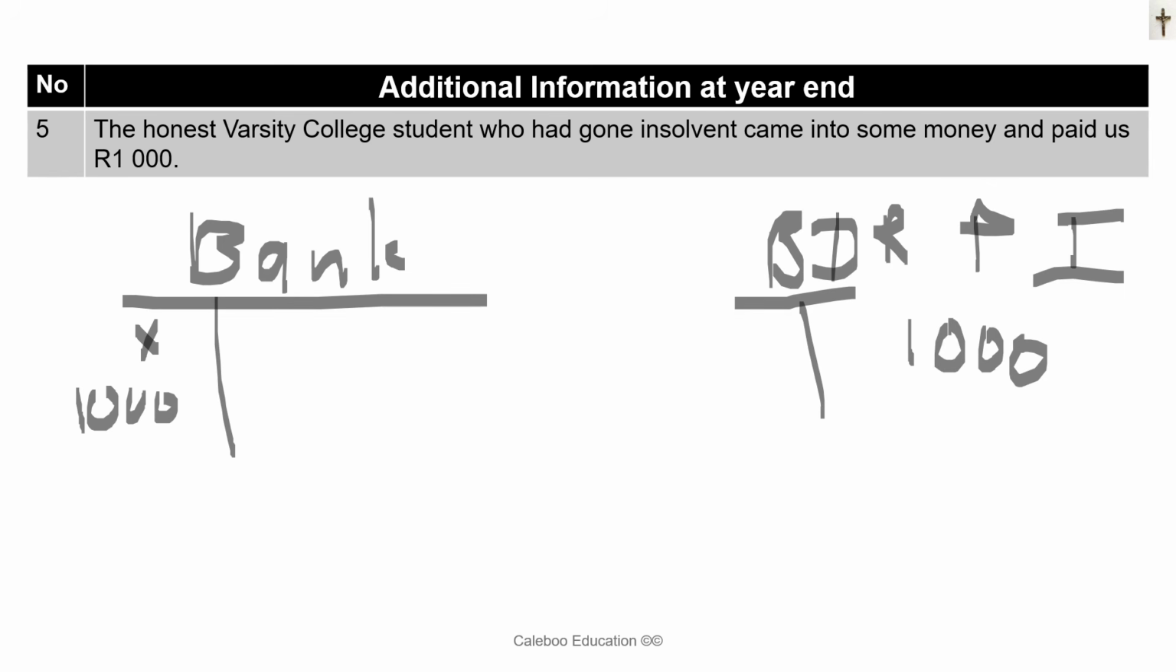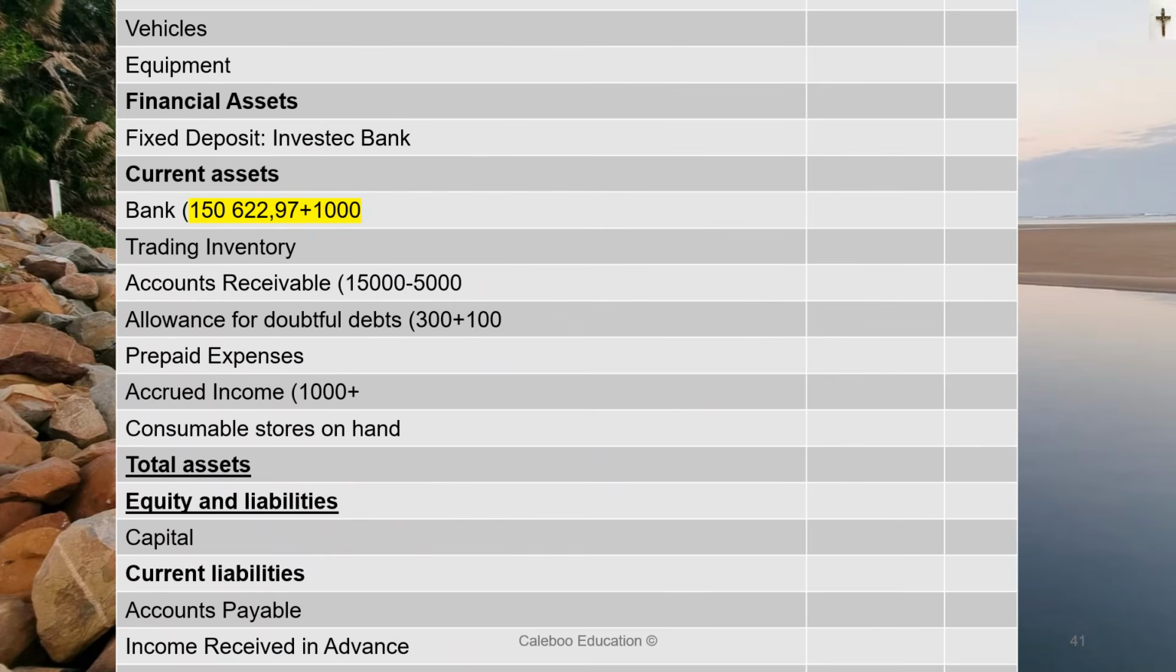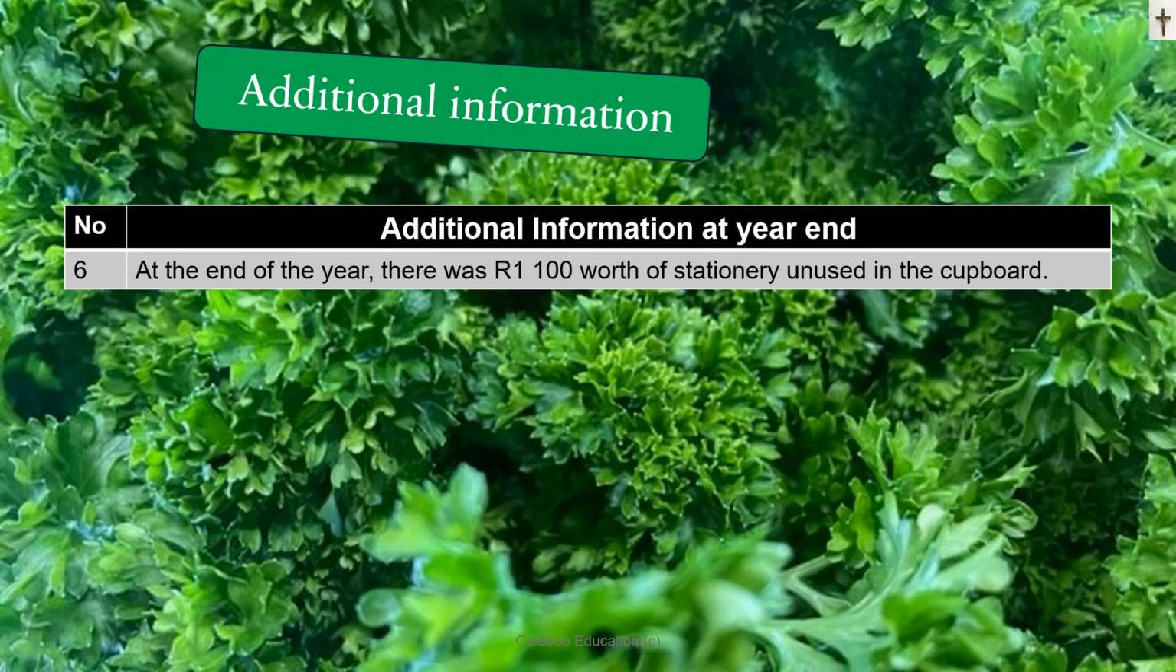So they're the workings. Now you need to put this information onto the financial statements. So bad debts recovered now is 1,000. Okay, that interest income was from the fixed deposit. The new transaction is bad debts recovered, falls under other income, 1,000. Our bank balance, I took that bank balance off the pre-adjusted trial balance plus the 1,000 that we have just received now from the bad debts recovered.